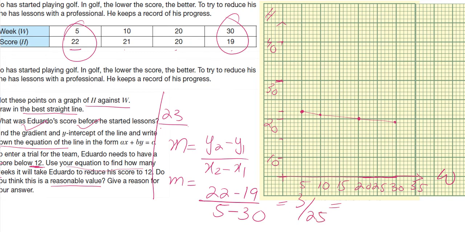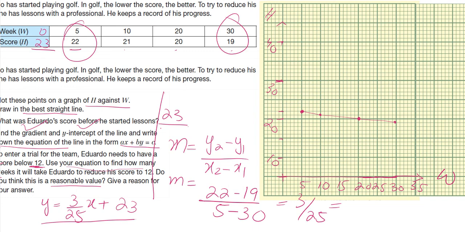Okay, and you know the y-intercept already. We got this over here. When your week is 0, your score will be 23. Okay, so you have the y-intercept and the gradient. You can easily put that in the equation. That's y equals minus 3 over 25 x plus 23. That's it. So that would be the equation you got in this type of form. You can just rearrange it to get this form: ax plus by is equal to c.